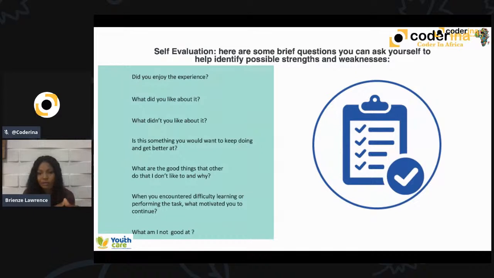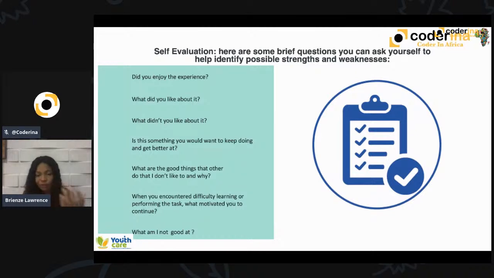Because if you like something, it means that you can improve in it. Because if you like it, you will keep doing it, and if you keep doing it, you will definitely improve in it. You know, what are the good things that others do that I don't like doing, and why?